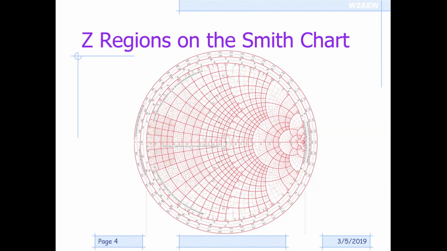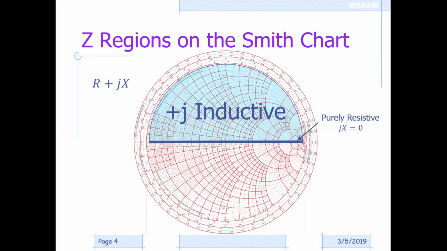So let's take a look at some of the important regions on the Smith chart. The center axis, or prime axis, is the purely resistive axis. So any points lying just on that axis are where there's no reactive component at all. The region above that axis, that hemisphere, is where the reactive component is inductive, and therefore the region below that is where our reactive component is negative or capacitive.